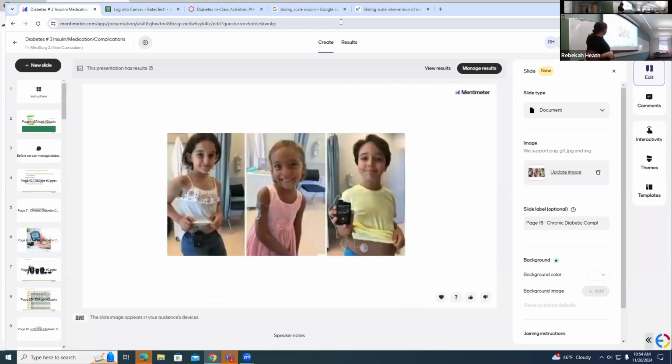My son likes, so this is the tubed one. You can kind of see here, this is where it goes into his belly, and there's the tube, and he's holding the little piece.